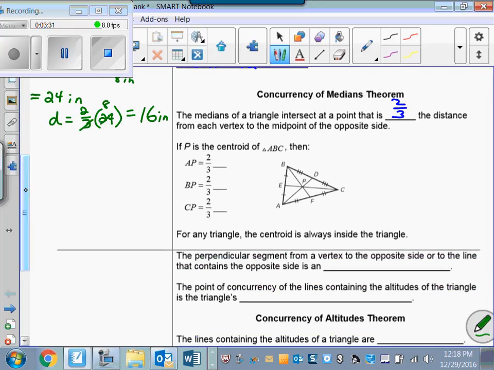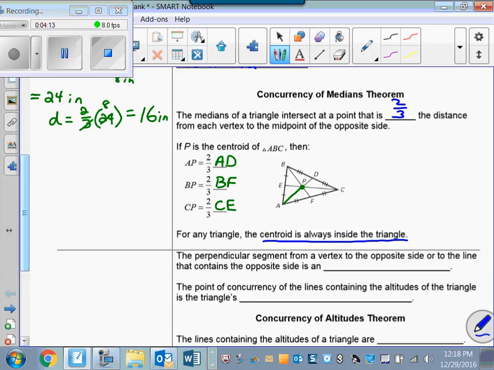So let's go to the example that's already written here. If P is the centroid of ABC, I know that AP is 2/3 of the whole thing, which is AD. I know that BP is 2/3 of the whole median, which is BF, and of course CP would be 2/3 of CE. And just like the incenter, for every triangle, the centroid is always inside.